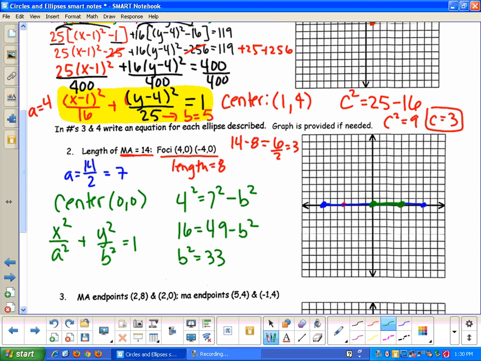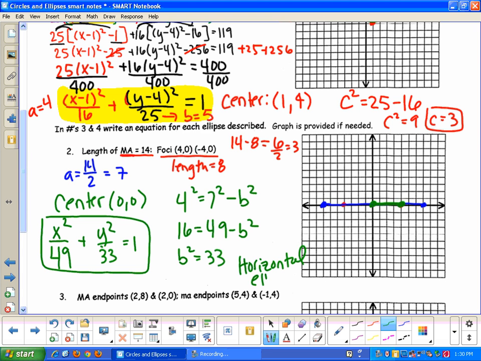I don't even need to take the square root of that because I want a squared and b squared in my equation. So b squared is equal to 33, and sorry, I meant to say a squared is 49 because our a value is 7. So this would be my equation given the length of the major axis was 14 and the focal points were at 4 and negative 4. And of course we know that this is a horizontal ellipse because the major axis is on the x-axis.